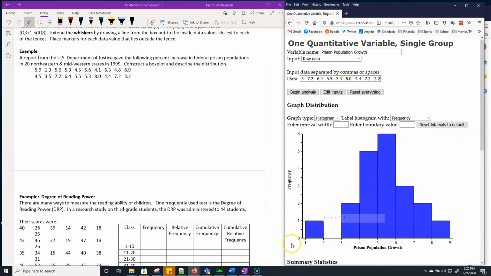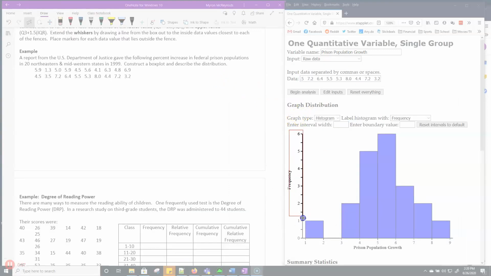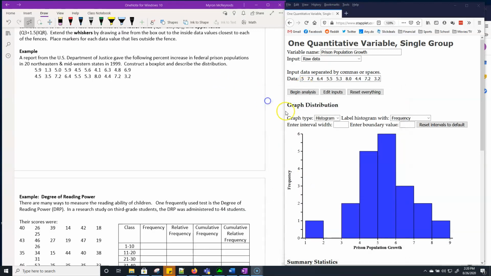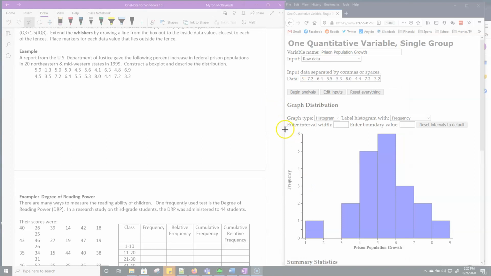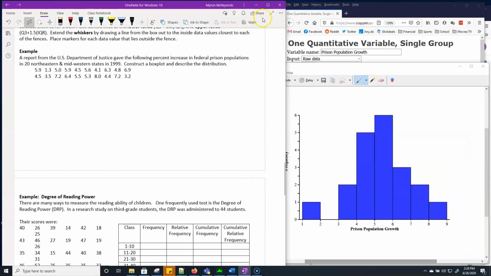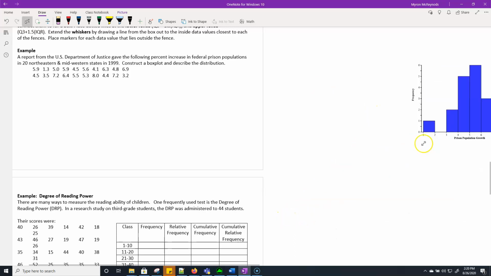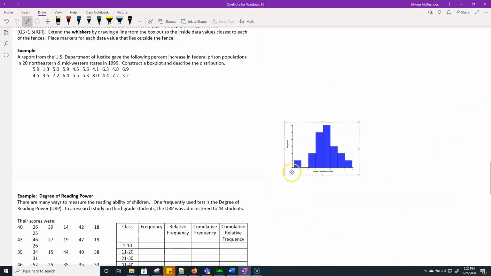So I'm going to take that and paste it in. Oops. Copy that. Let's paste it over here. Because it's always good to have the histogram for data, to take a look at it and see what it looks like.